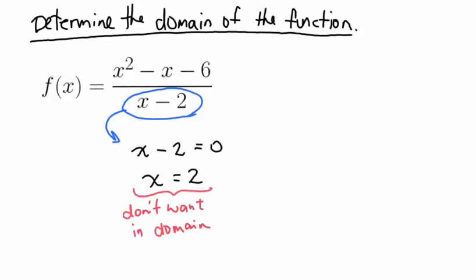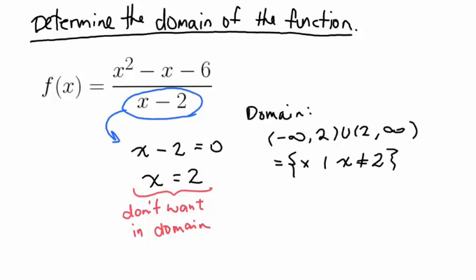So if we want to write this domain in interval notation, our domain is given as negative infinity all the way up to 2. We're going to use round brackets at 2 because we do not want to include the value of 2. And then our second interval will be 2 to positive infinity. And of course, if we want this in set notation, this is the set of all x's where x is not equal to 2.